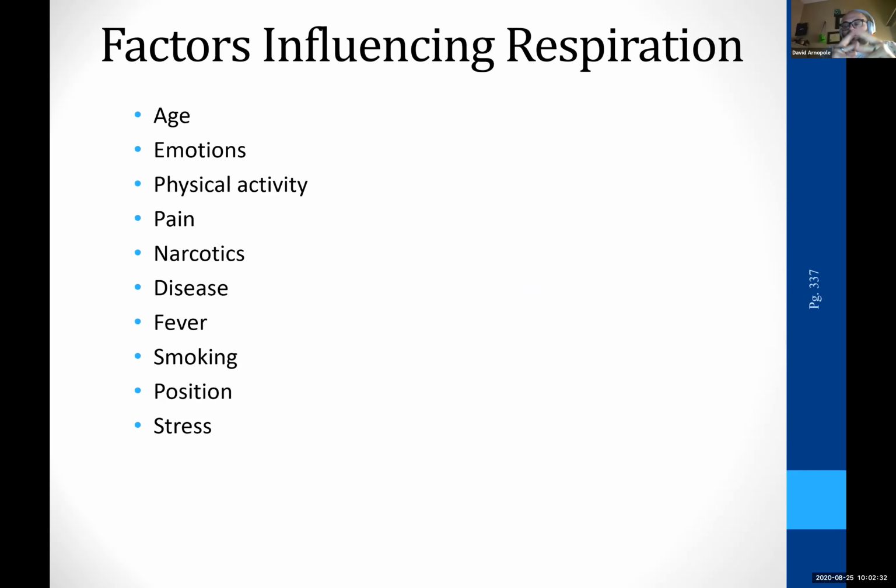Smoking, we've already talked about it. It decreases elasticity and does damage, which leads to increased respiratory needs. The position. If I'm hunched over, it's hard to get my breaths in. Whereas if I'm opened up and have my whole lung fields open, it's easier for me to breathe. No, fever would increase respirations. If I said that, I said it backwards. I apologize. Fever, 1 degree of fever increases respirations by 4. And stress, emotions.